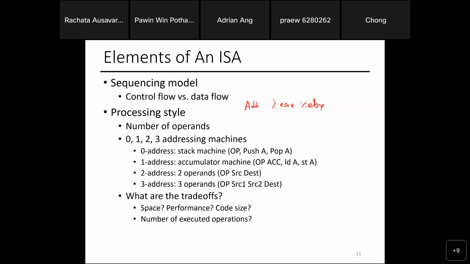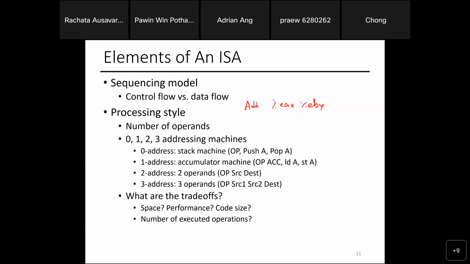Everything is on the stack, and you pop to do the operation, and you got the result. Either push it back to the stack or do something else. All right. Then it evolved into accumulator machine.